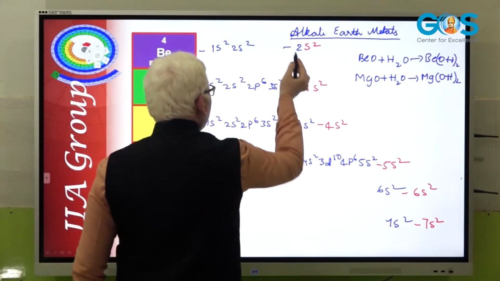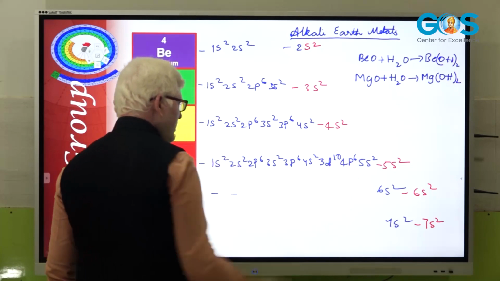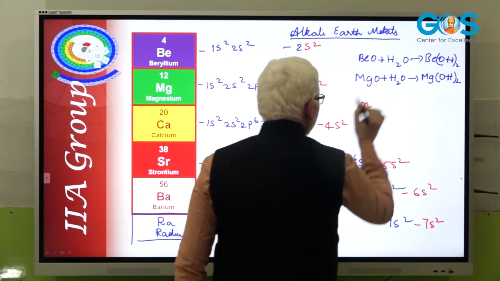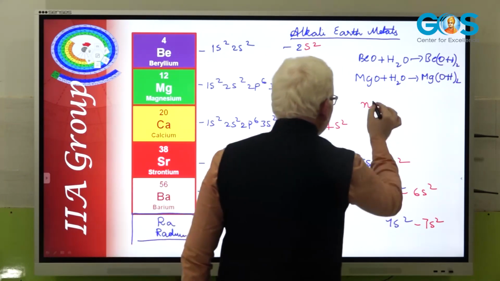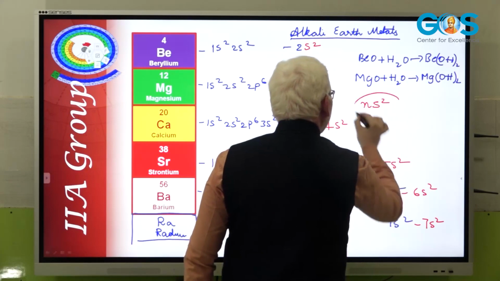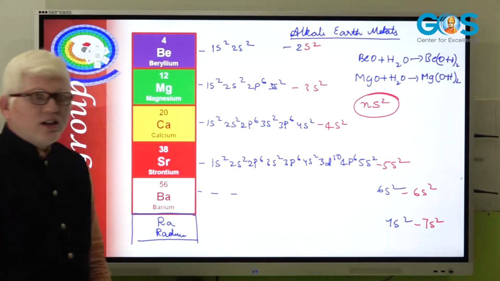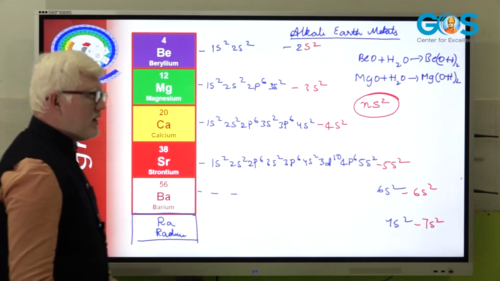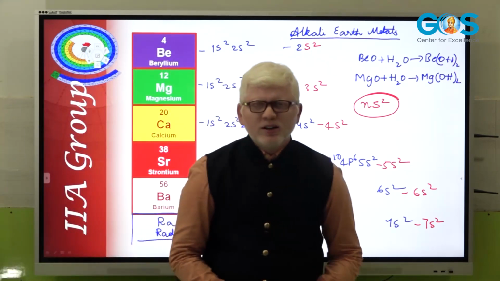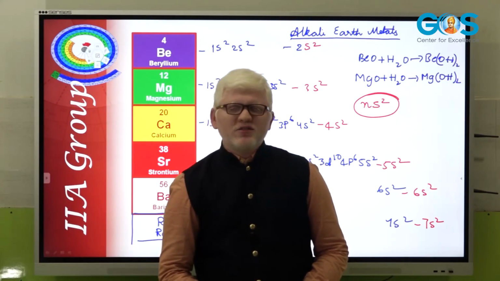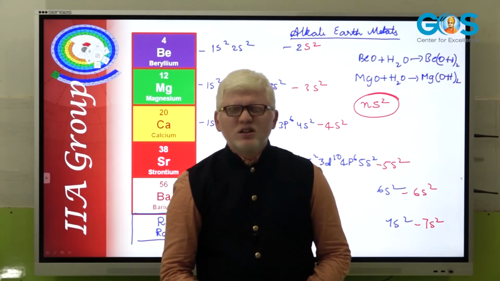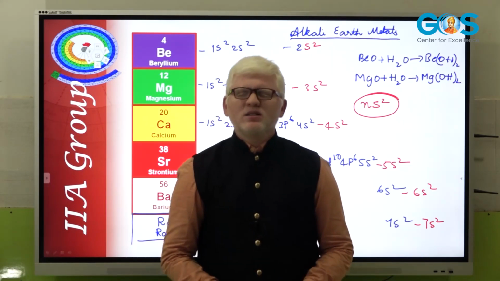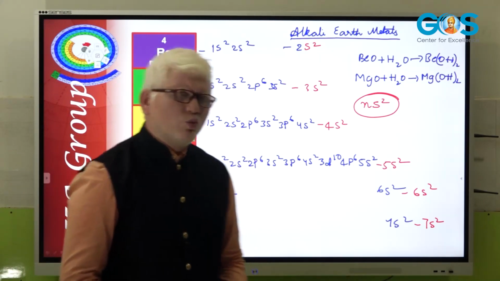If you observe here, 2, 3, 4, 5, 6 and 7 represent the orbit number, so commonly we can take n, and all have s2. So ns2 is the general valency electronic configuration of alkaline earth metals. Have you understood that the general valency electronic configuration of alkaline earth metals is ns2? And what is the general valency electronic configuration of alkali metals? It is ns1.